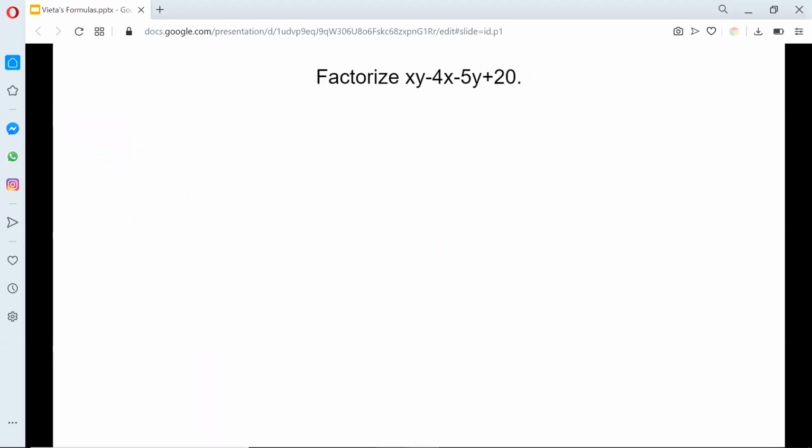And this is what's called Simon's favorite factoring trick. And it's called that because some guy on the Art of Problem Solving called Simon came up with this trick. And the way you would factorize this is x minus 5 times y minus 4. And if you expand this, you'll actually find that it equals xy minus 4x minus 5y plus 20.